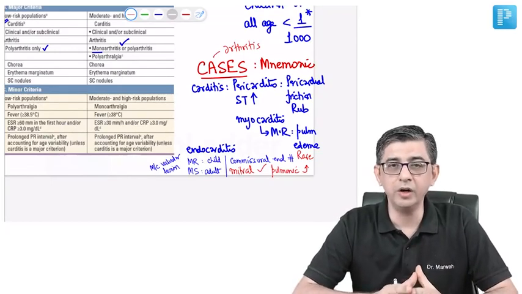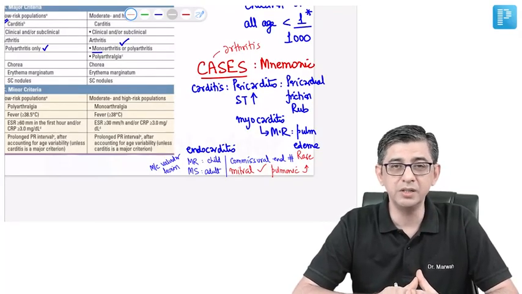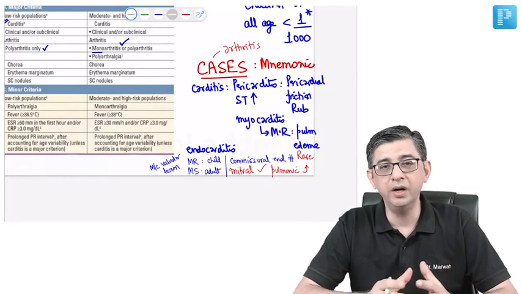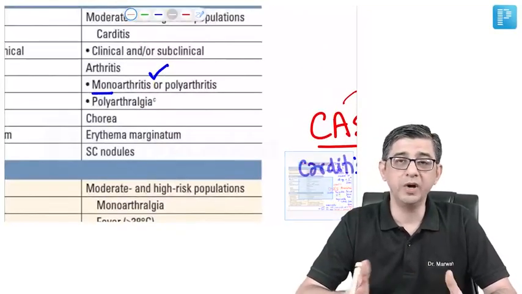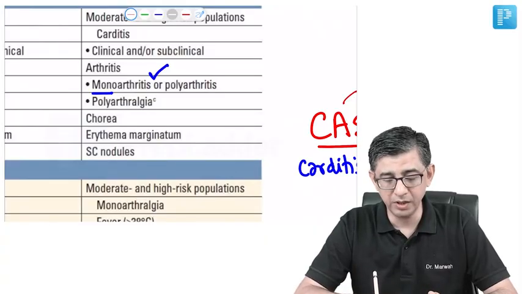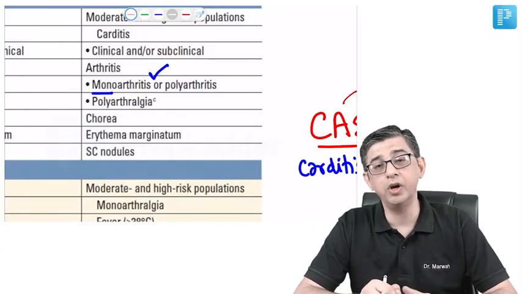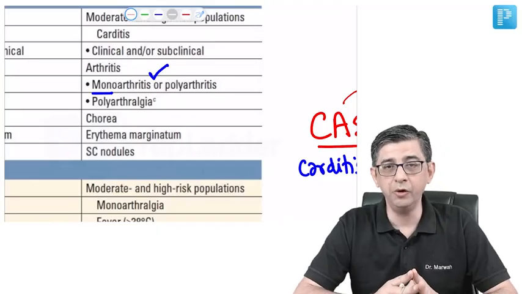So we call it migratory polyarthritis, and this must be satisfied for a case that is occurring in the USA. But for a country like India, he says you don't need to wait for all these manifestations to occur. Even monoarthritis is taken as a diagnostic criterion, and even polyarthralgia. The joint may not be inflamed and red, but the patient might be complaining of pain in the joints.